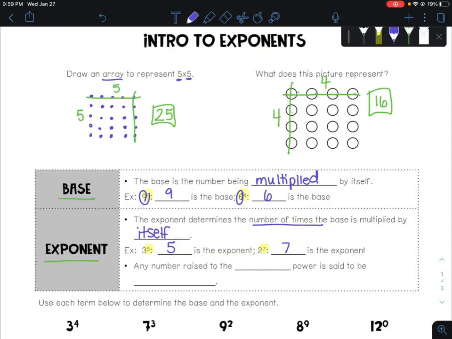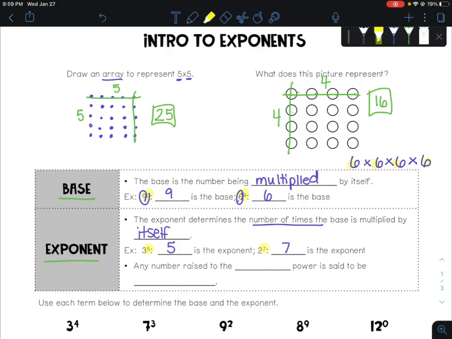So go back a step to that 6 to the 4th. 6 to the 4th means 6 times 6 times 6 times 6. And that is because the base is 6, and the exponent tells us to multiply it by itself, whatever that exponent is equal to. And in this case, it's a 4. So 6 times itself 4 times. It does not mean 6 times 4.